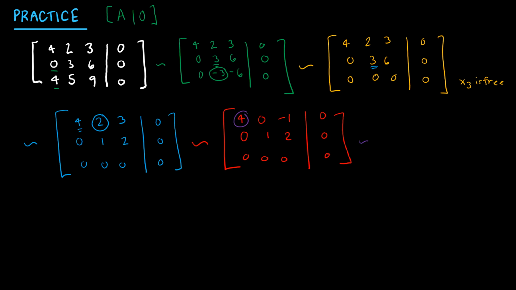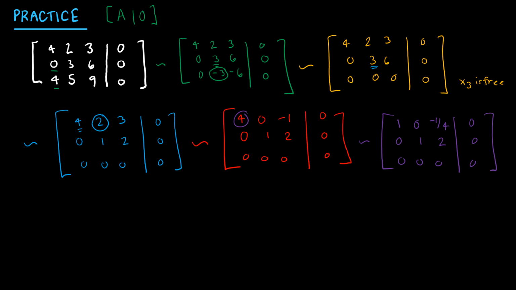I want this guy to be a 1. So I'm going to take a fourth of everything. So that's going to give me 1, 0, negative 1/4. This guy is 0, 1, 2, 0, and then 0, 0, 0, 0.